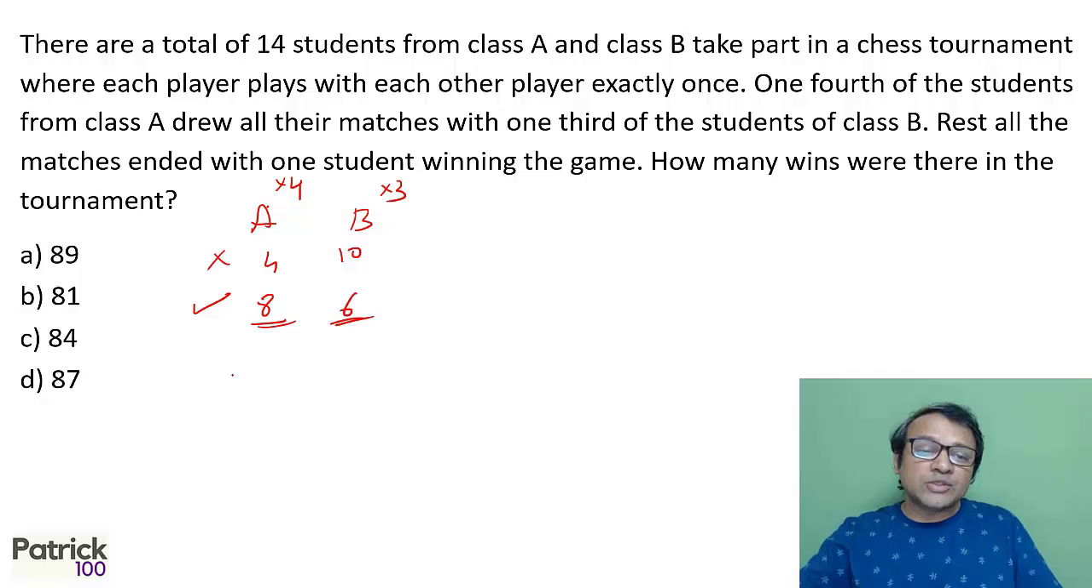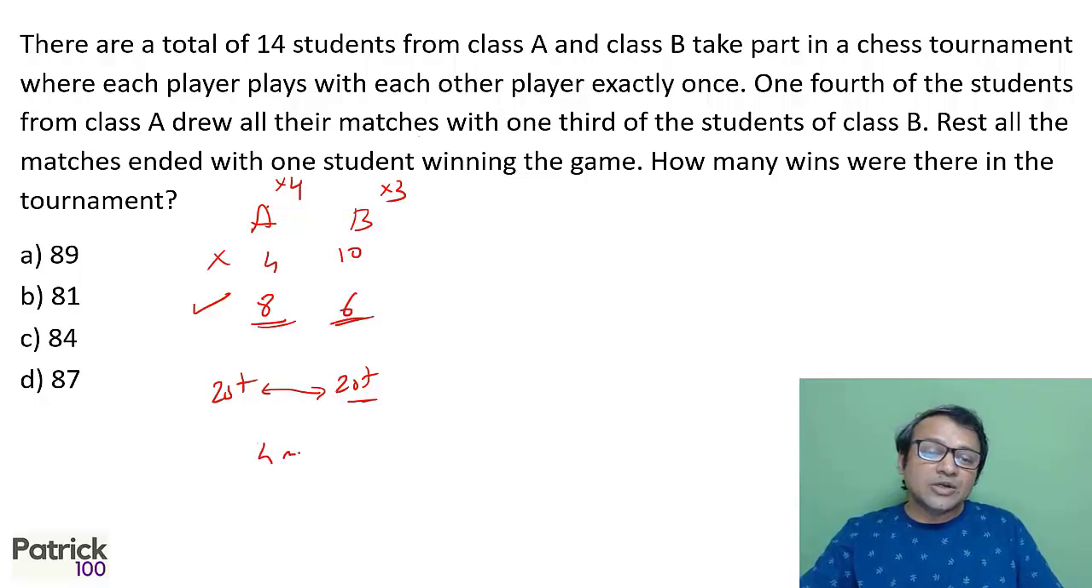So 1/4 of the students is 2 students of class A, and 1/3 is 2 students of class B. So these 2 students drew their matches with the 2 students of class B. I mean they played 4 matches with each other. 2 into 2, 4 matches with each other. So 4 matches were drawn.